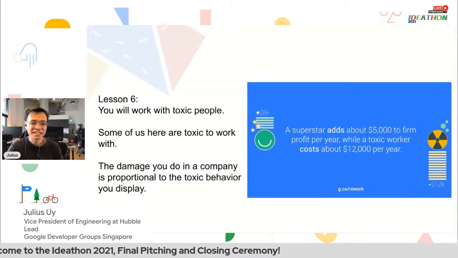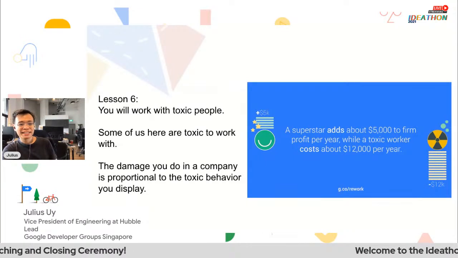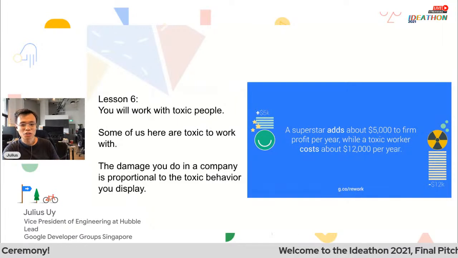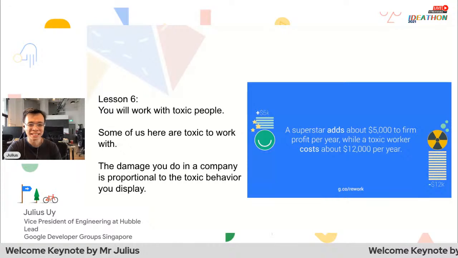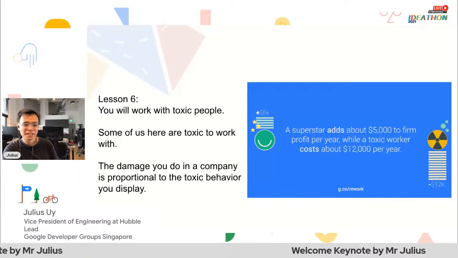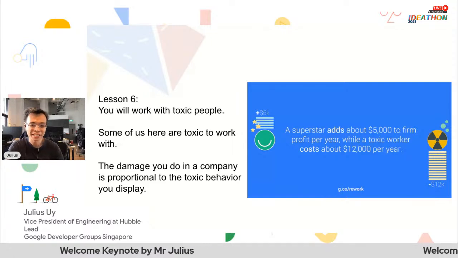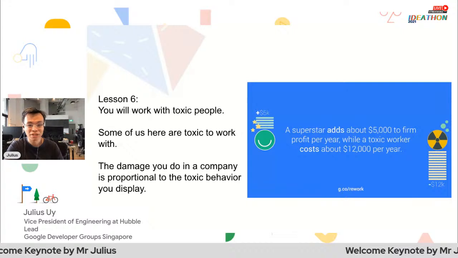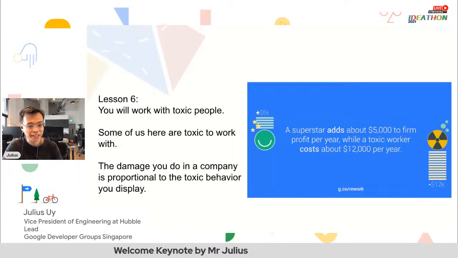Next is an interesting research that was shared by Google, whereby they mentioned that toxic people who are so hard to work with, they actually burn about $12,000 a year, whereby superstars, people who are extremely smart, are able to add only about $5,000 a year. What that means is that you need more than 2 superstars to actually offset one toxic employee.